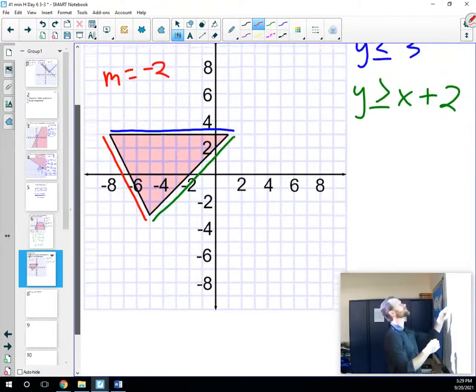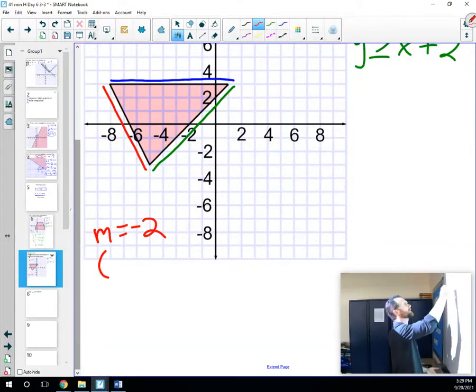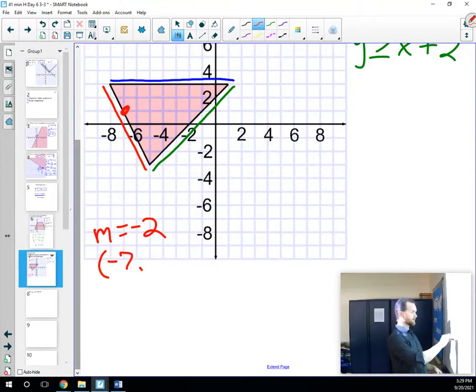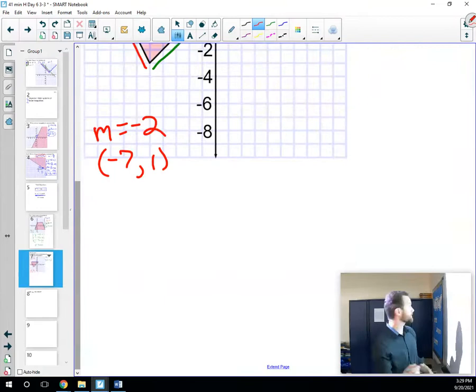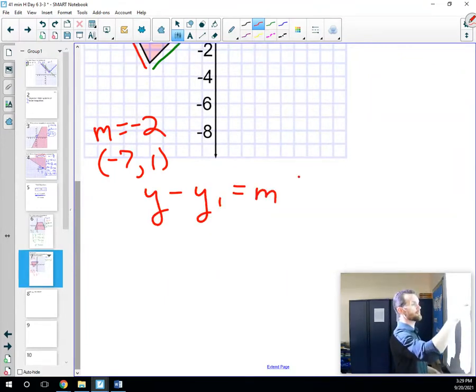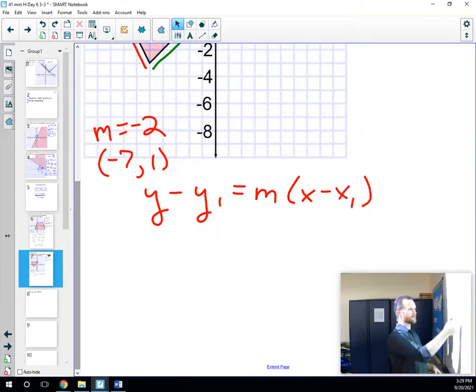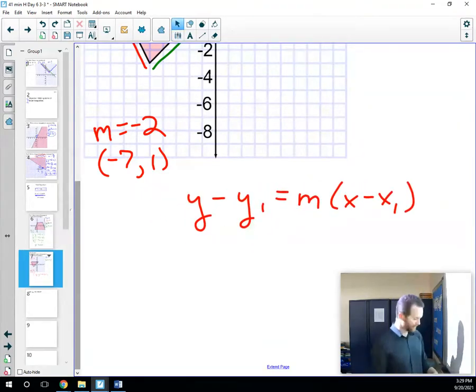So what was the slope? m equals -2. Let me rewrite that down here. Let's pick a point. It doesn't matter. I'll pick this one. So that's (-7, 1). And we plug it into point slope form, which is y minus y1 equals m times x minus x1. Just showing all my work. If you're good enough to skip some of these steps, that's always a good thing.